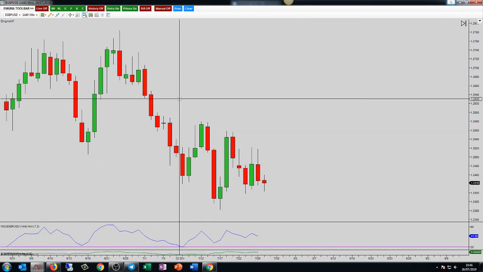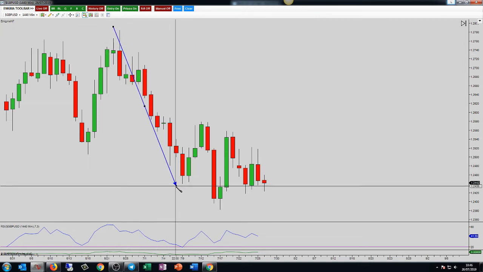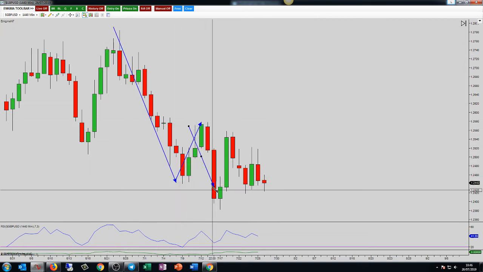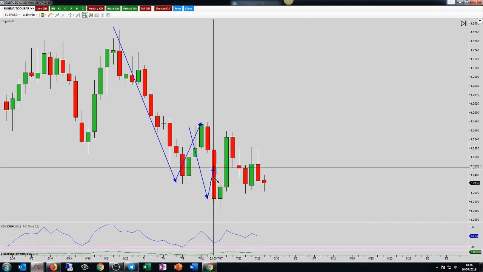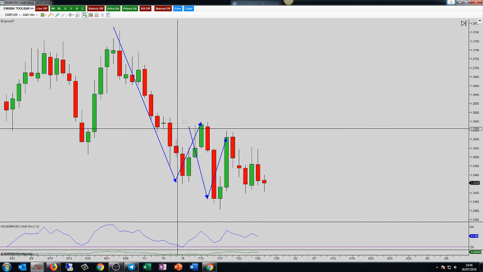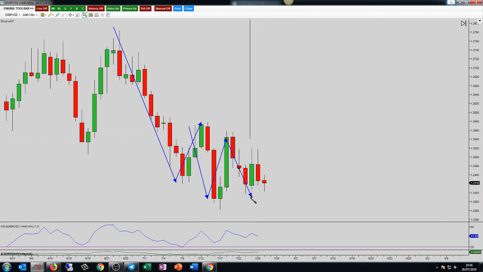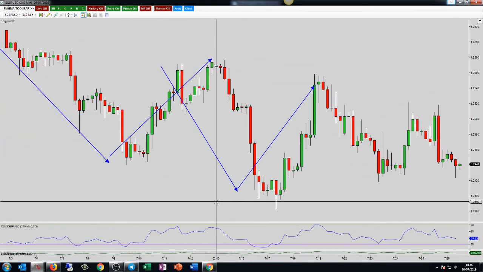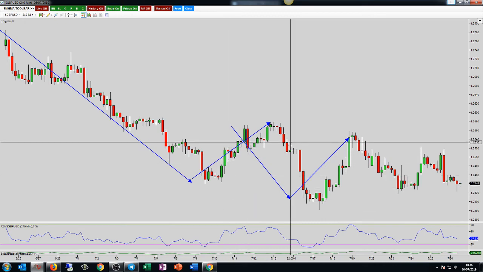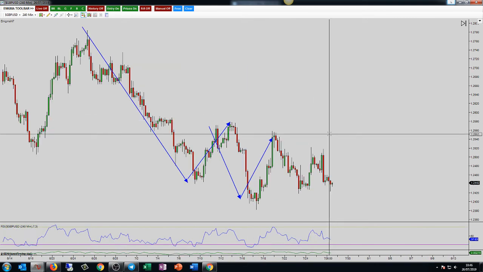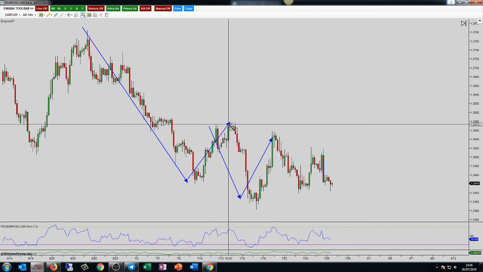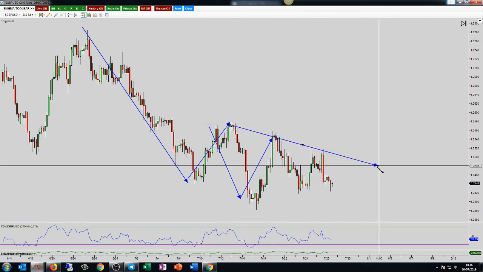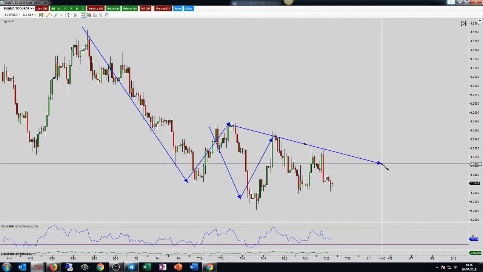Okay, so this is what we were looking at originally. We had the move lower, the pullback, another move lower, and then we were seeing a pullback. And I said that we could see another test of this structure level just down here, unless we drop down to the 240, then we got involved in a potential trend line double top.